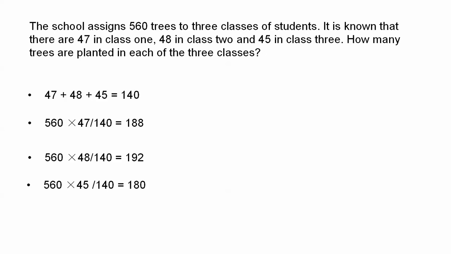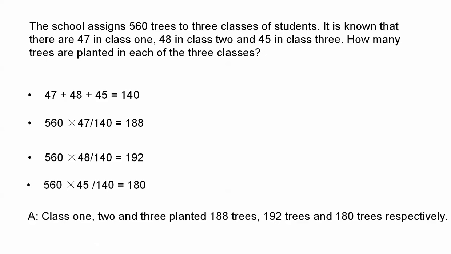So the answer is class 1, 2, and 3 planted 118.8 trees, 119.2 trees, and 118 trees respectively.